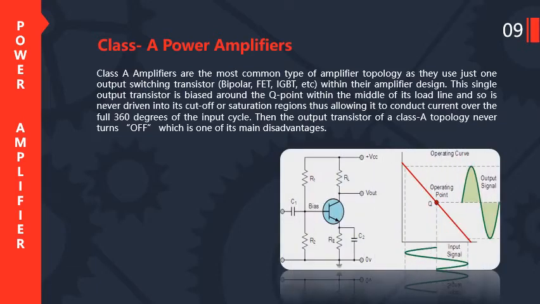So this is the diagram of the class A amplifier and the input as well as the output signal of the class A power amplifier circuit.